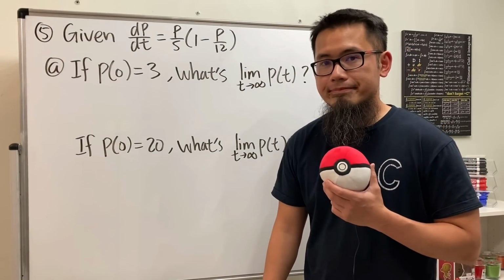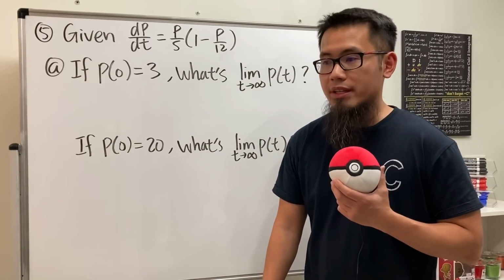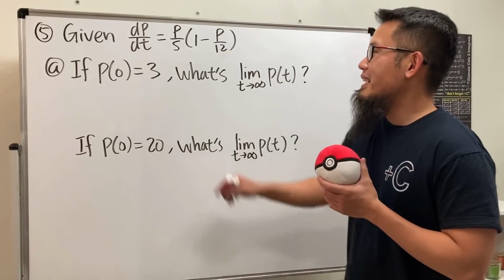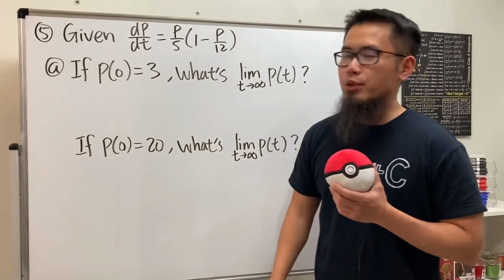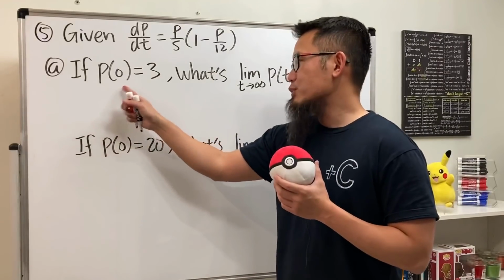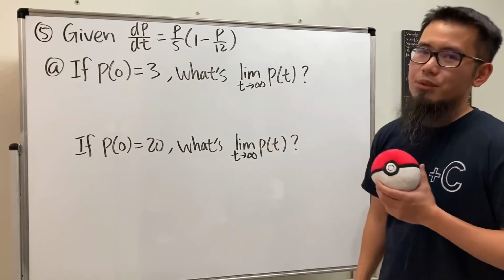Okay, this is the question that I still remember because this is the one that I got wrong. And it's not even a hard question. Check this out. Here we have a differential equation, and this is actually a logistic differential equation for some population. And for part A it says, if P of 0 is equal to 3, then what's the limit as t goes to infinity of P of t, right?